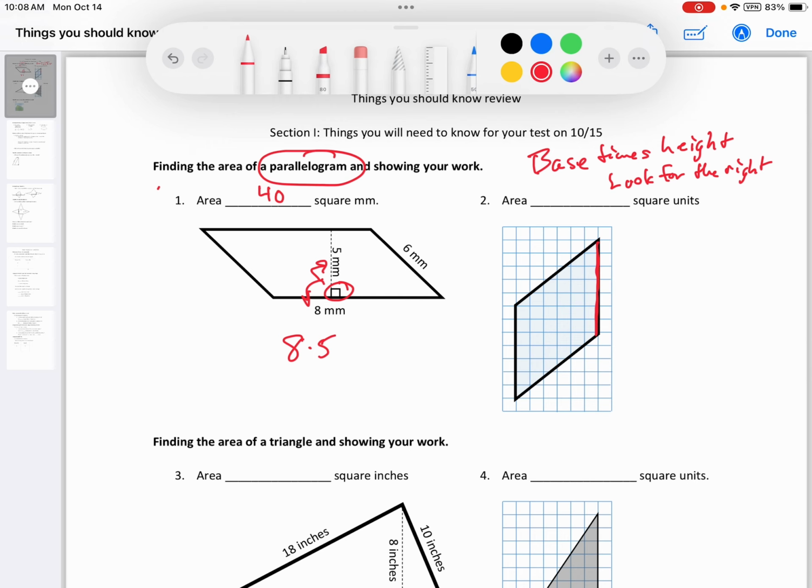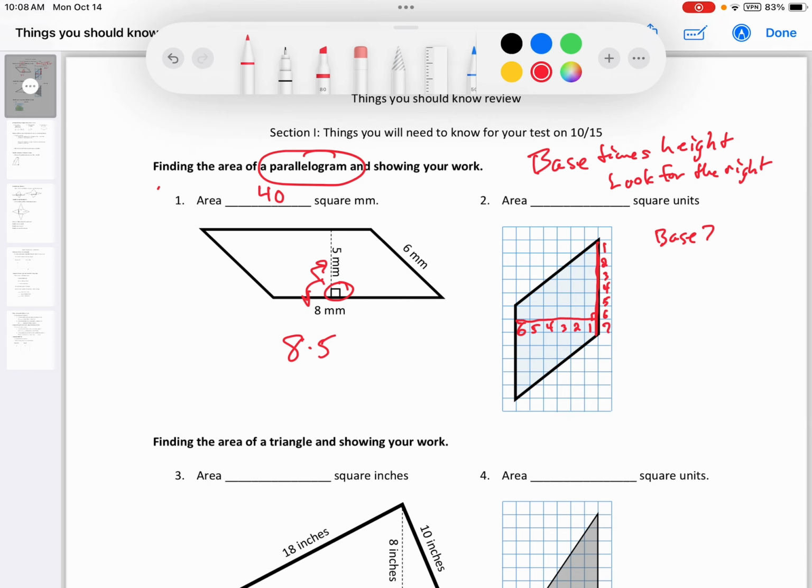Let's count how many grids that is long. 1, 2, 3, 4, 5, 6, 7. Therefore, the base is 7. Now I need the height, and remember how I need a right angle? So here's a right angle, and I can go along this way. That's a right angle right there, and that's useful for me. So I can use this line as the height. 1, 2, 3, 4, 5, 6.